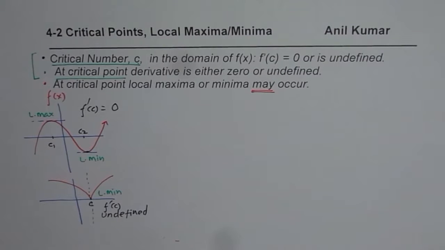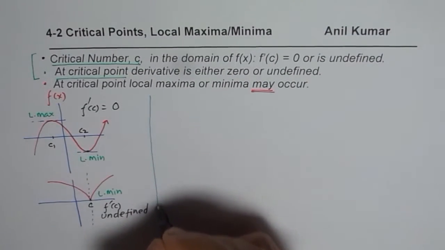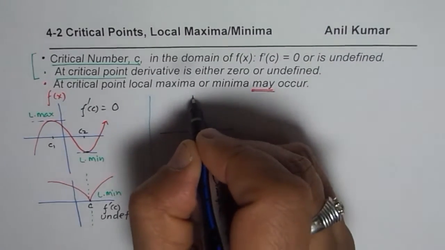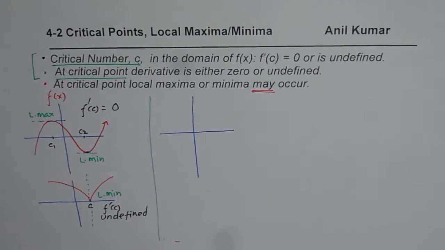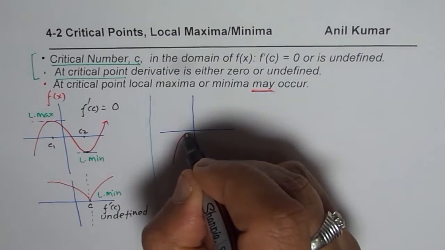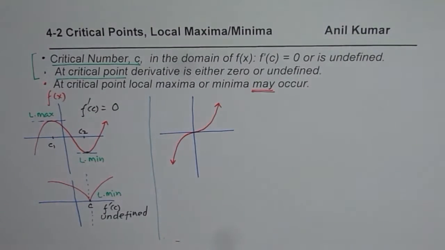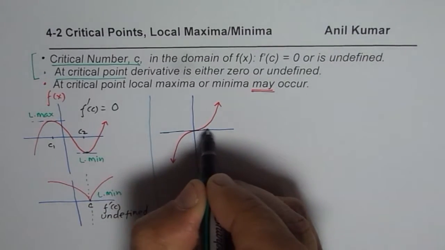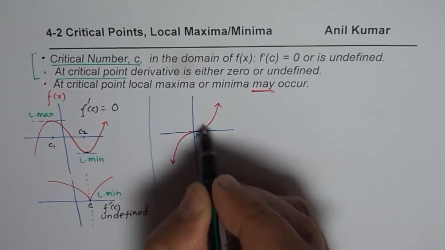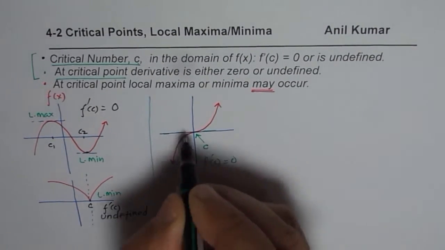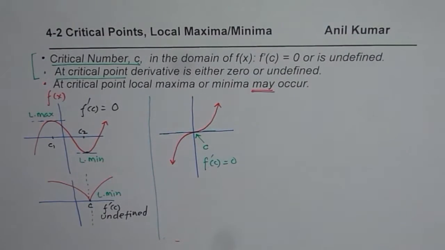But there could be cases where we may have the derivative as 0, but we may not have that critical point as a local maxima or minimum. Let me give you an example. An example is a cubic function, right? If I draw a cubic function, let's say like this, in that case, what you observe is that we do have a critical point. So this is a critical point C, since at this point, the derivative is 0, right? So the horizontal line is the tangent at this point.